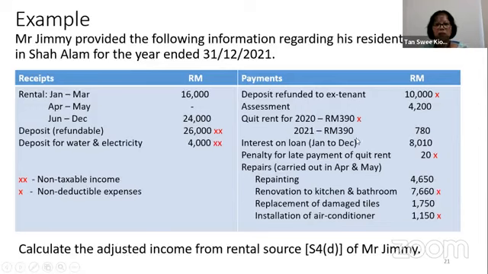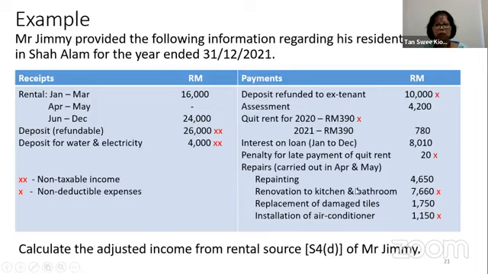So 2021 deductible: interest on loan January to December, yes, whole year deductible, because the building was temporarily not occupied due to renovation, so the whole year is deductible. Same thing for your quit rent and assessment, whole year deductible. Penalty, whatever the reason, penalty is always a non-deductible expense.